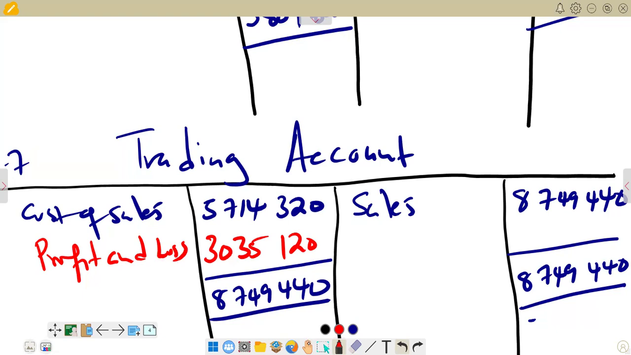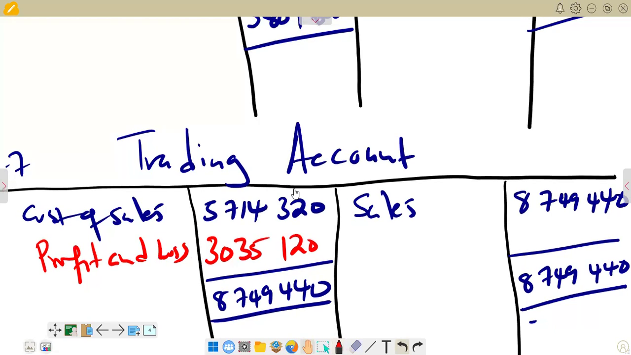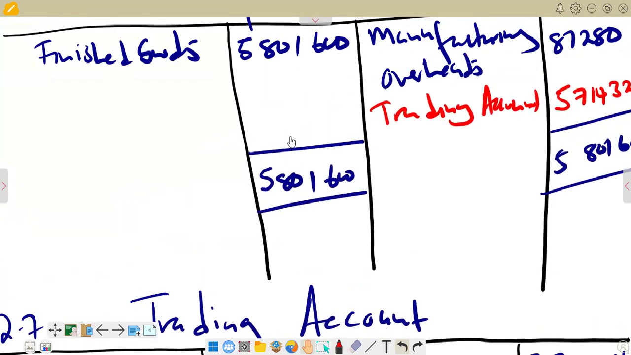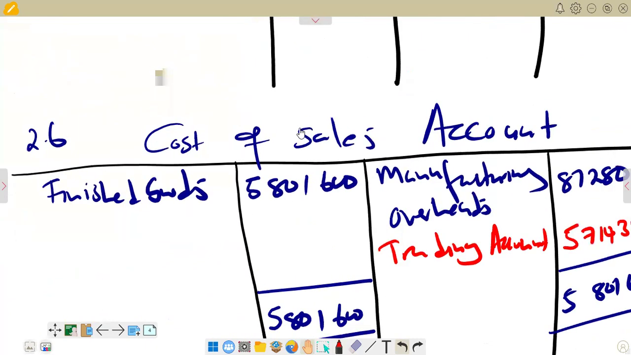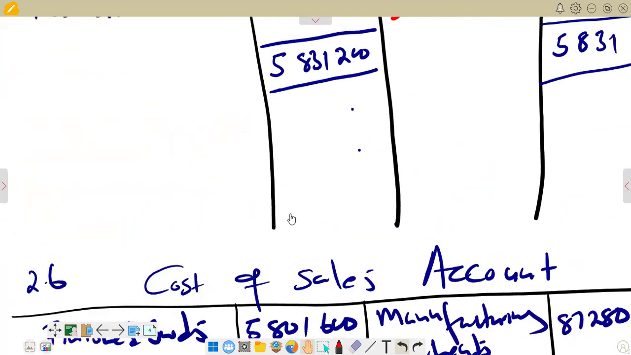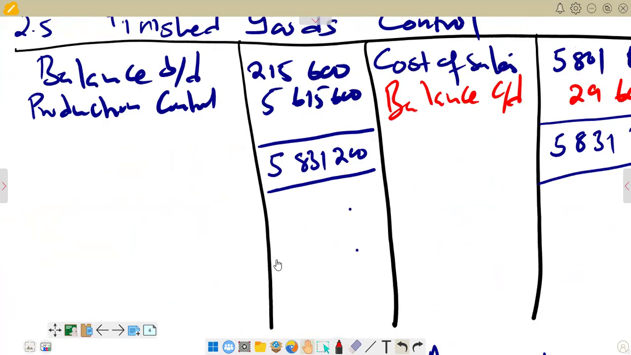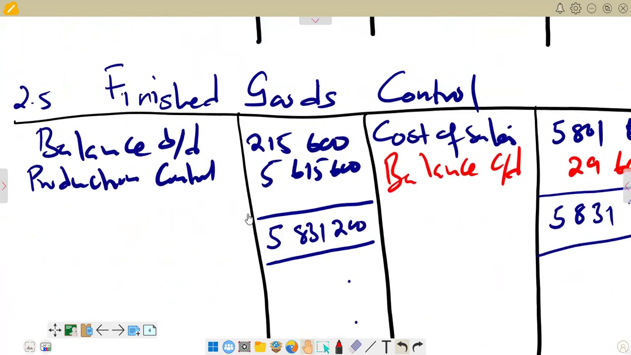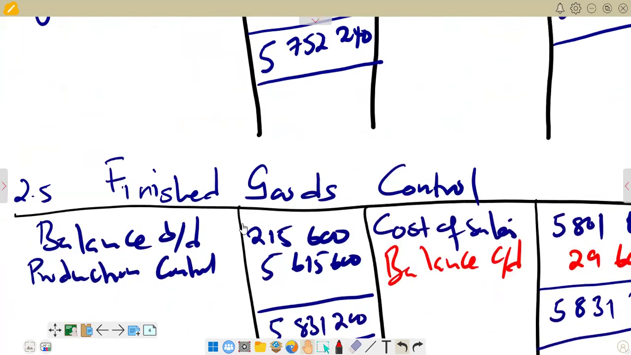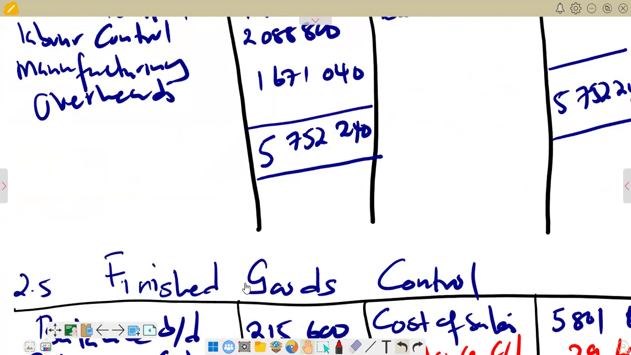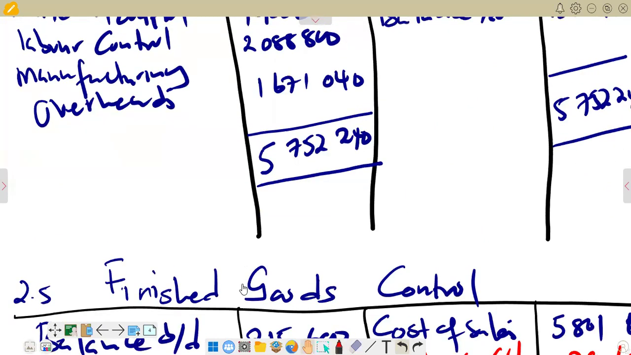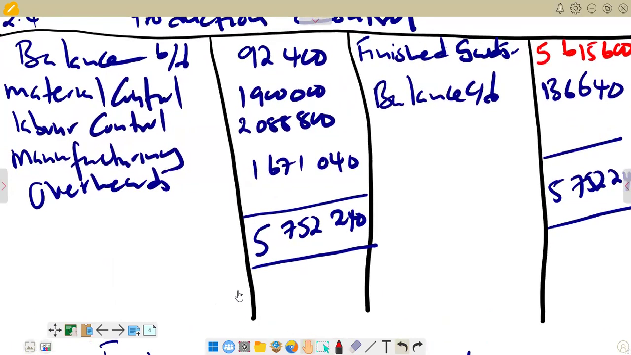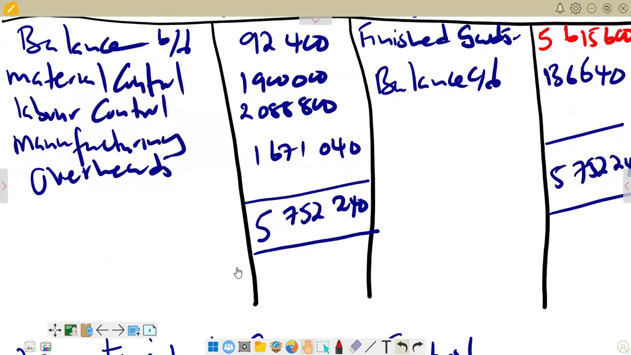So we can go up again to see if we have got any other account that still needs to be balanced. So you'd see that this one is already balanced, which is the finished goods control. And we also balanced the production control. So it means we balanced all the accounts.